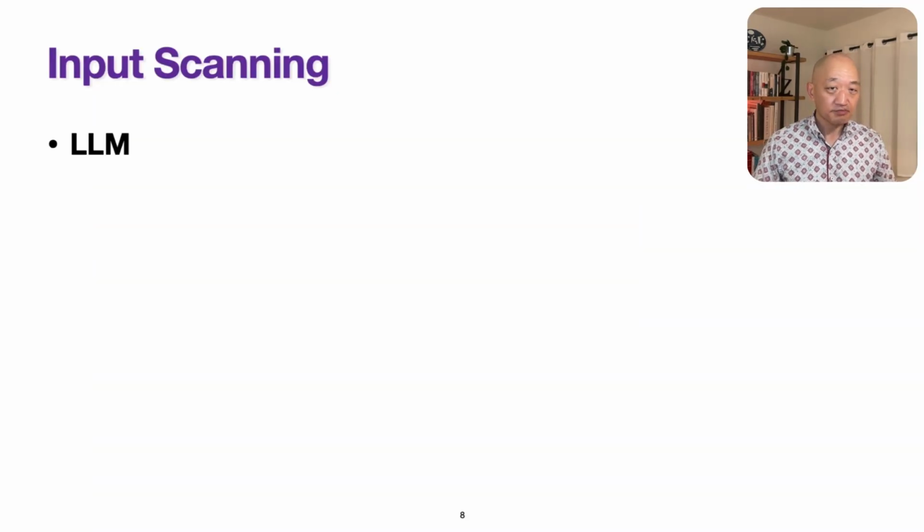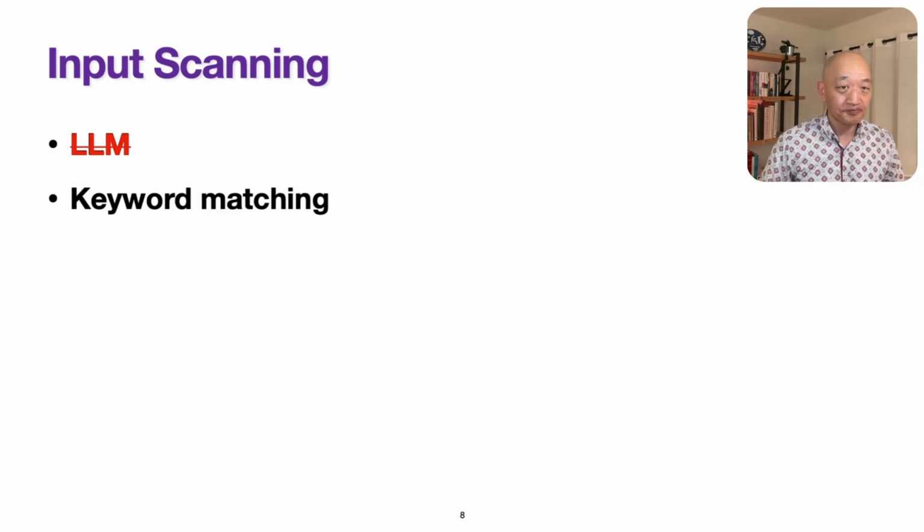So, what can we do about it? First up, let's scan the input, try and catch attacks as they're happening. Can we use an LLM? No, we cannot, because we just demonstrated that LLMs are vulnerable to certain kinds of attacks, right? You might try to do keyword matching and say, hey, let's not allow things like "ignore previous instructions."